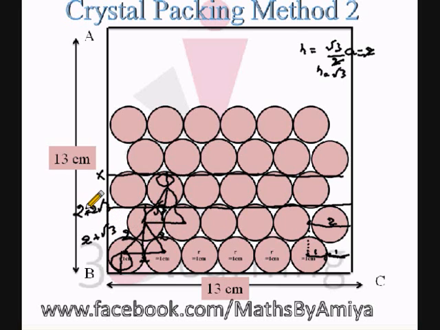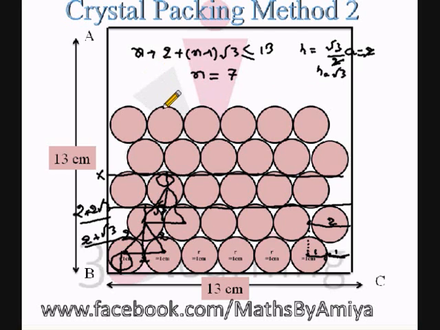We are getting 2 layers, height is 2 plus root 3. We are getting 3 layers, height is 2 plus 2 root 3. If we are getting n layers, then the height is 2 plus (n minus 1) root 3. And the height available is 13 centimeters, so this value is less than or equal to 13. By solving this for integer, we will get n is 7.